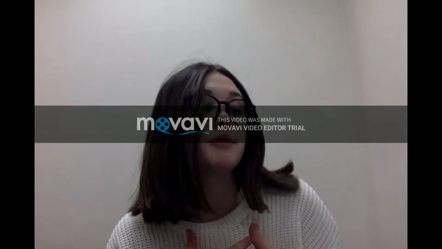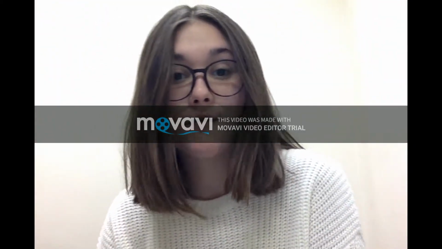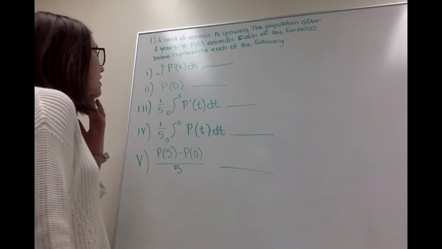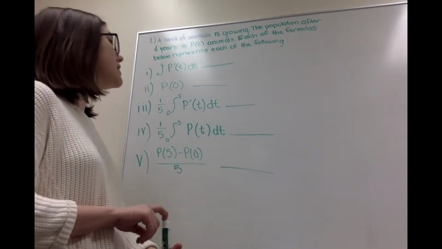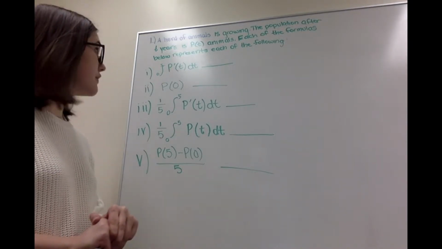So in the next few clips you will be seeing, I will be explaining the video project solutions for all the answers, 1 through 3. So number 1, it says, a herd of animals is growing. The population after T years is P of T animals. Each of the formulas below represents each of the following.